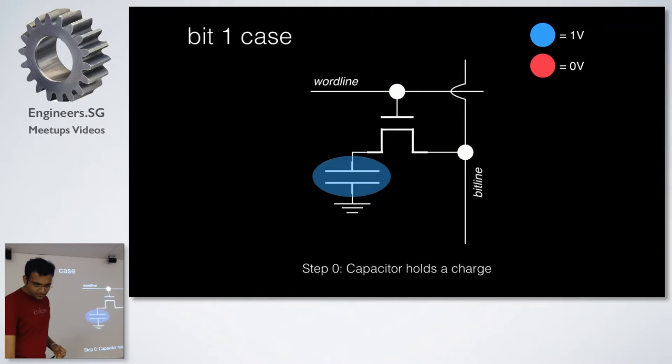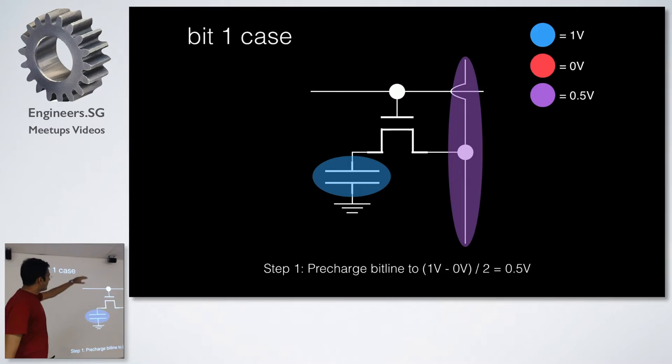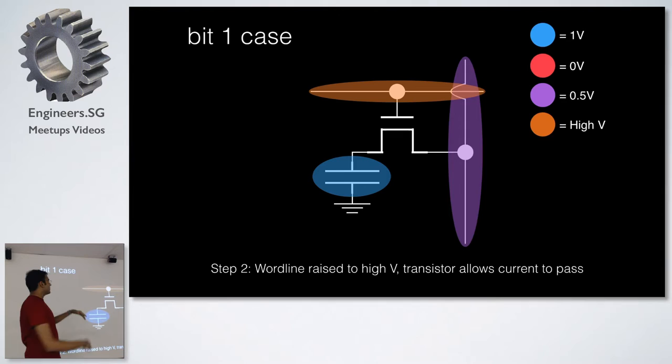Let's see how a DRAM memory controller would read that. So what it first does is, a capacitor holds a charge of 1 volt. The bit line gets pre-charged to half the potential difference. So (1 + 0)/2 is 0.5. So the bit line gets pre-charged to 0.5 volts. And then we activate the word line. As I said, the word line is the one that touches the transistor. So once you touch the transistor, it now activates, and this can now talk to that.